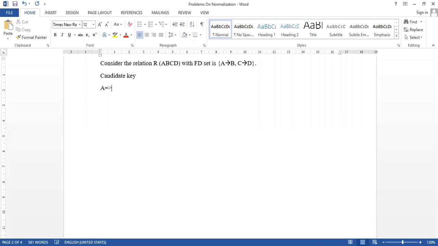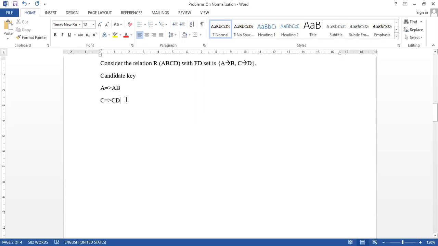So what will it give? A will give A. See this FD: A gives B. Okay, A gives A and B. Next, what about C? C gives only C. Then from this FD, C gives D. Okay. What about B? B gives only B. D gives only D. So that is about attribute closures.